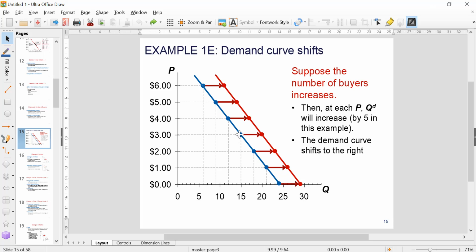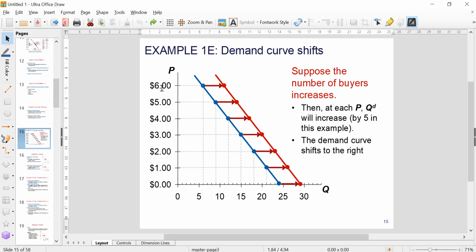But because the number of buyers increased in the market, let's say due to immigration, there is a shift of this blue curve to the right. So this red line is now the parallel shift from the original points to the right. As a result, we have 6 more quantity demanded at the given prices. At all given prices, exactly the same thing happens.